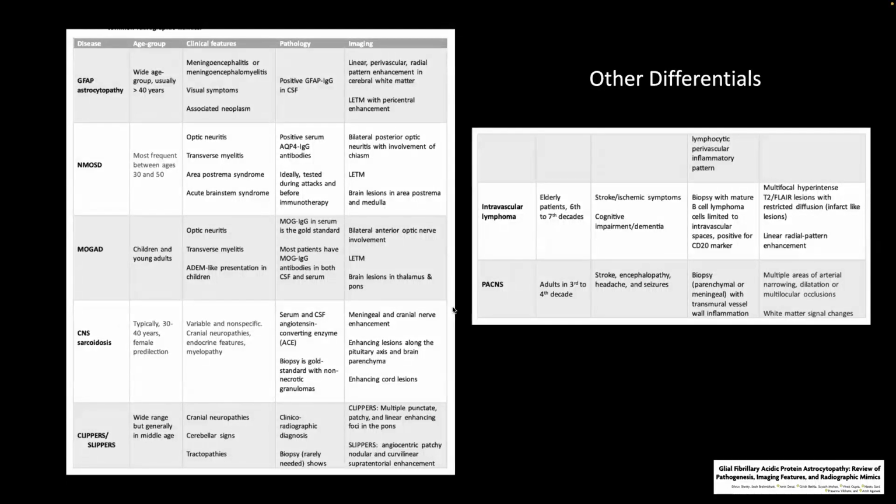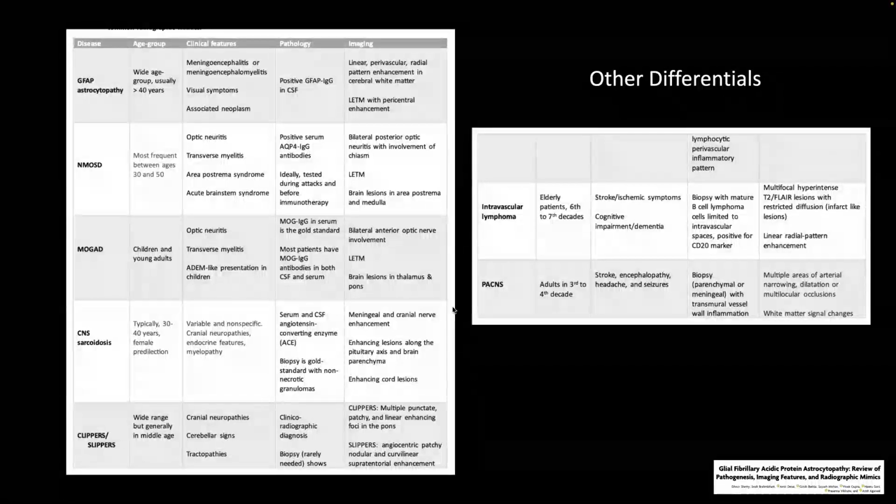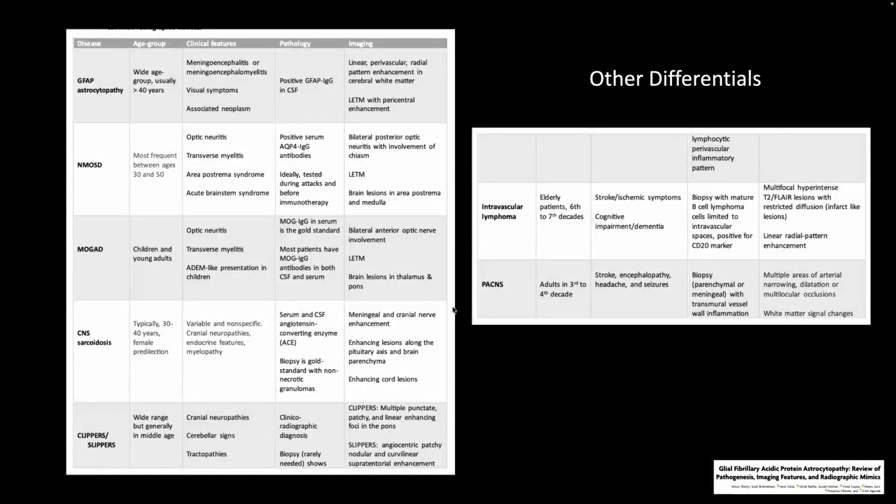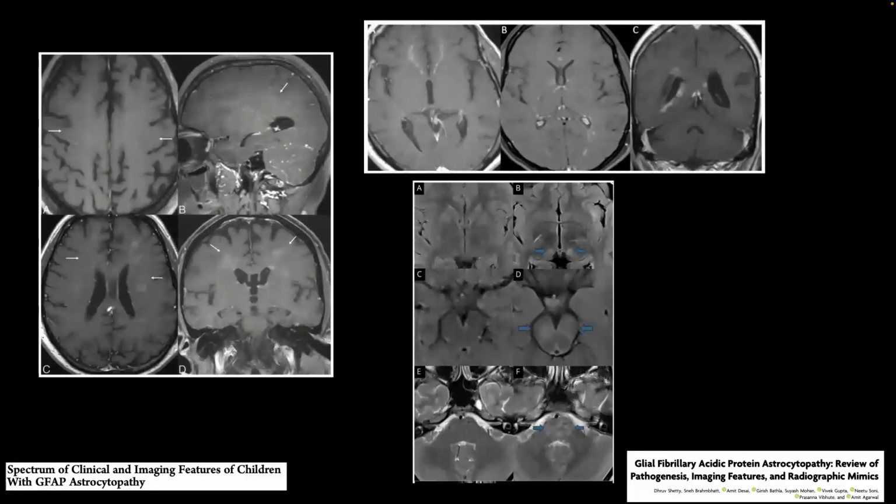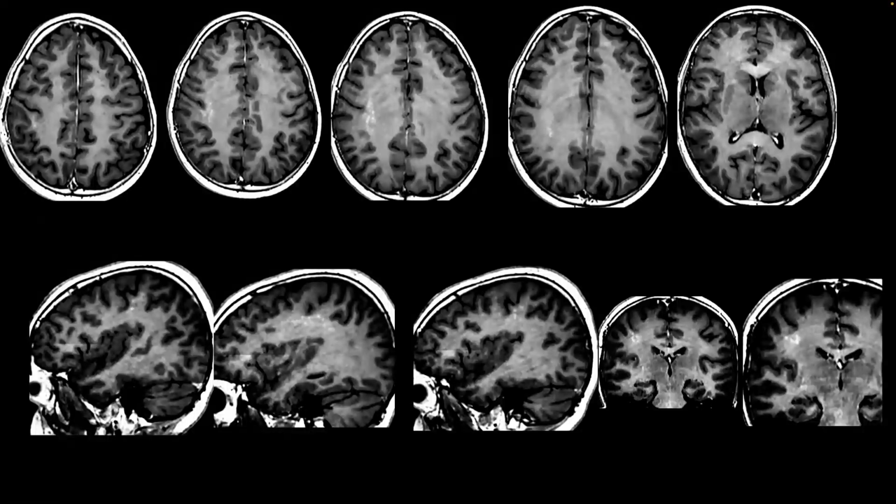So these were the imaging differentials we thought of. Majority of them, including demyelination, GFAP astrocytopathy, CLIPPERS, or MS, everything was tested. So, are there any other inputs?